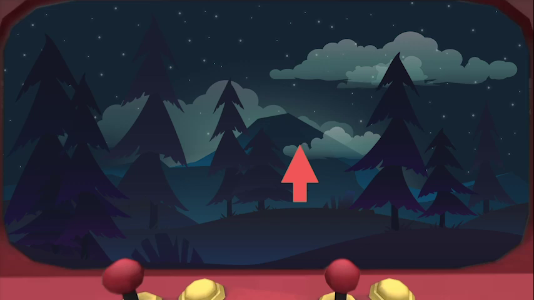Hi everyone, in today's lesson we will look at the third explanation of the nature of the roots.